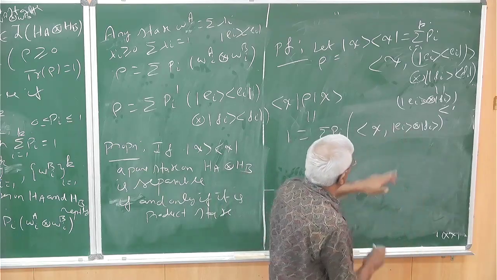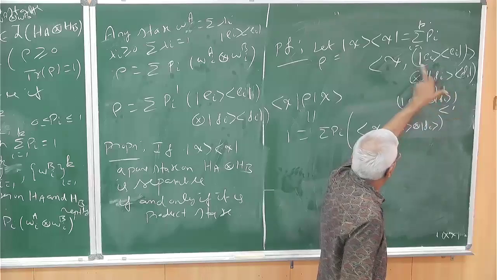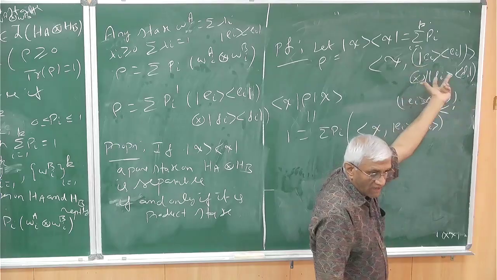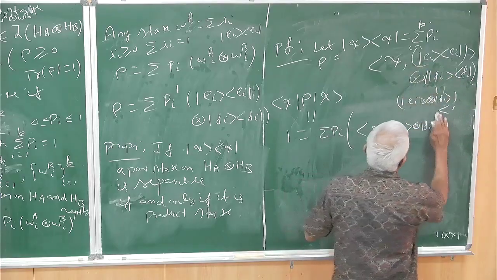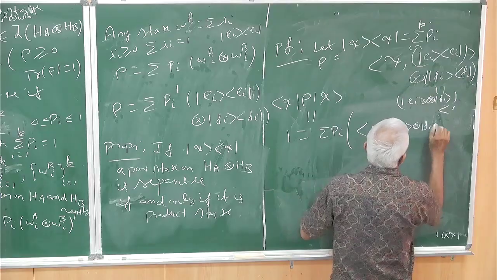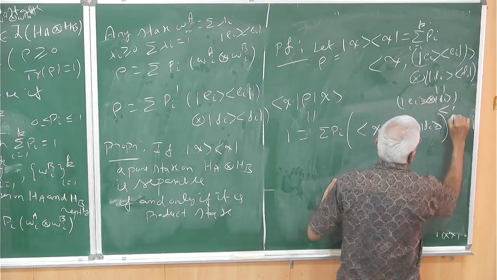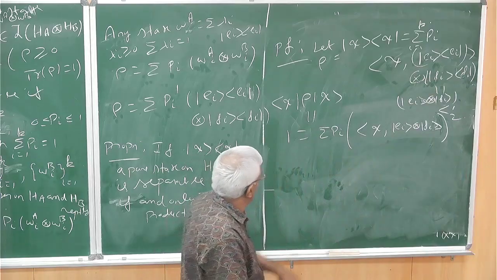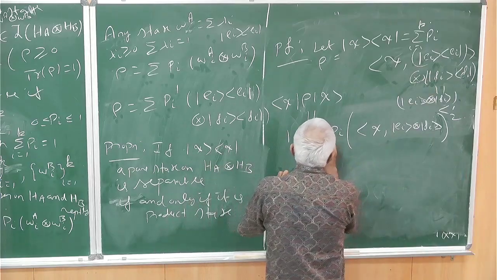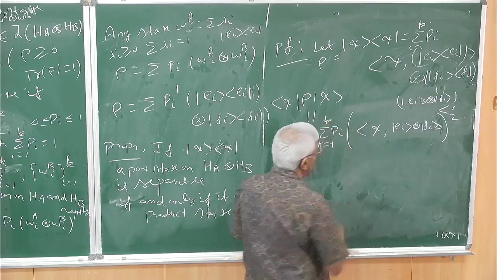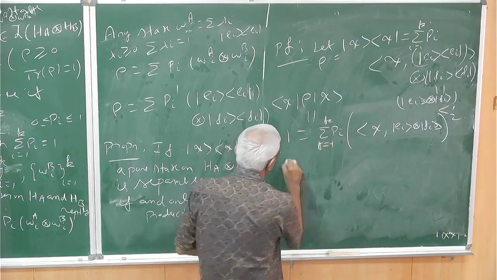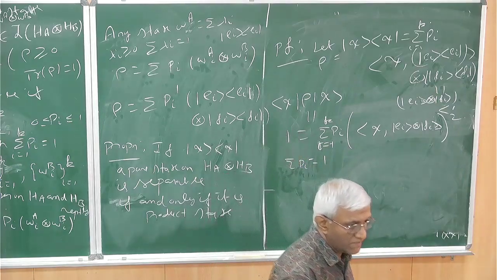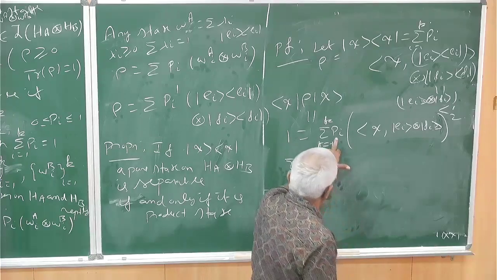Because of that, this is just going to be chi, e_i tensor f_i, and then you have chi, e_i tensor f_i, but it is just a conjugate. Because of that, you get the square of this, for i equal to 1 to k. Now the summation of p_i is equal to 1.